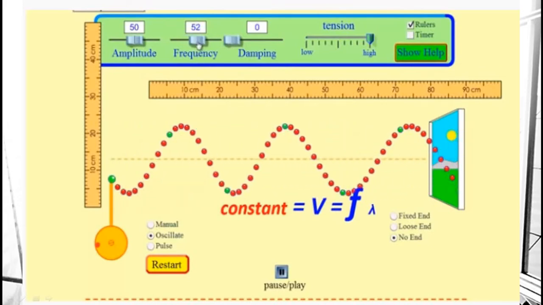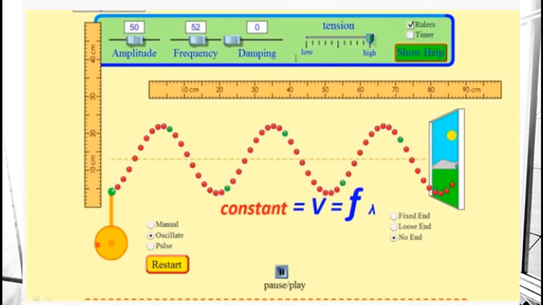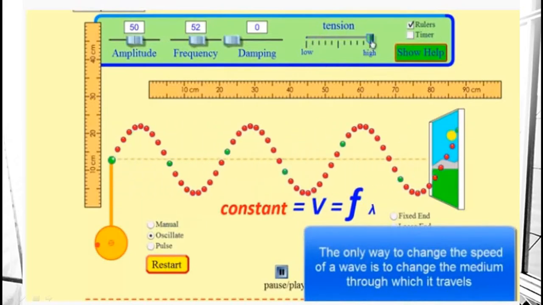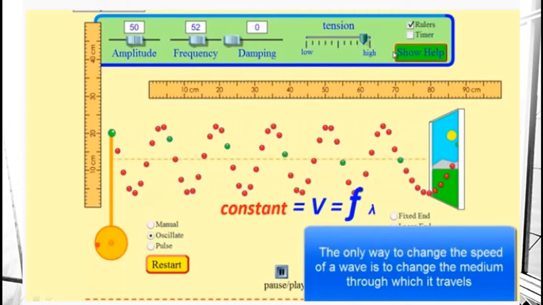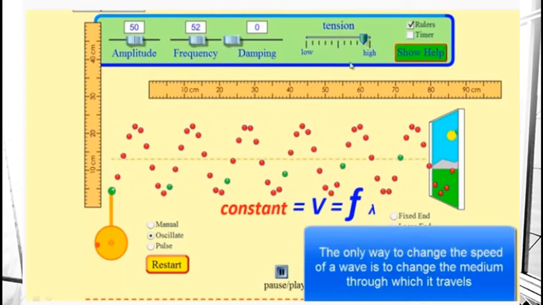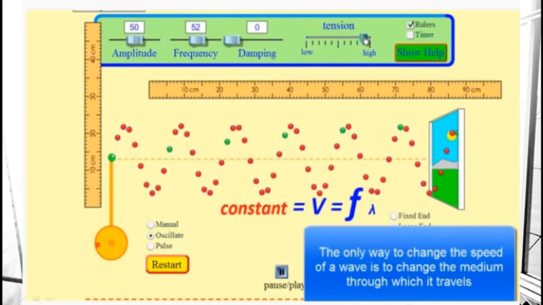In fact, the only way you can change the velocity of a mechanical wave is to change the medium itself. And to do that on this simulation, we'd have to change the tension. And we can see right away, when I drop the tension a notch, now the waves are slower. Again, the effect of frequency and wavelength is inversely related to each other, but the only way I can change the actual speed of the wave is to change the medium's tension.